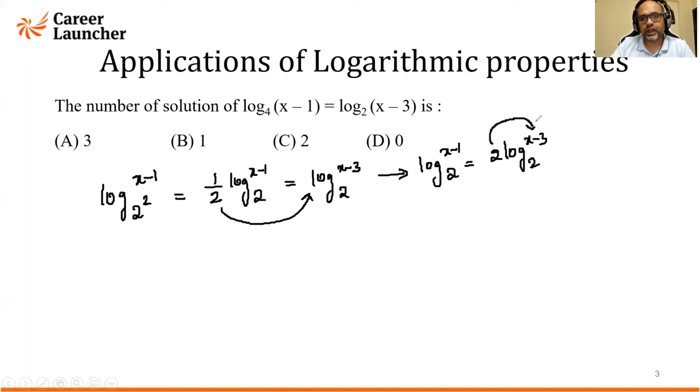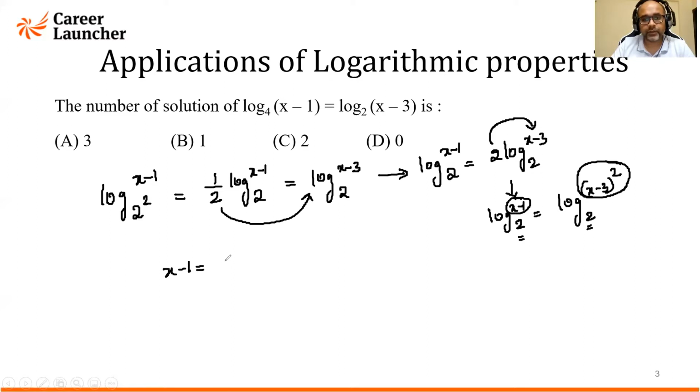Now this I can take it to the power of x minus 3 because we have the exponential form. So what will this become if I do that? This will become log x minus 1 to the base 2 is equal to log of x minus 3 whole square to the base 2. Now if you notice, the bases are same, so I can directly compare this x minus 1 and x minus 3 whole square. So when I compare this, what do I get? I get x minus 1 is equal to x minus 3 the whole square.